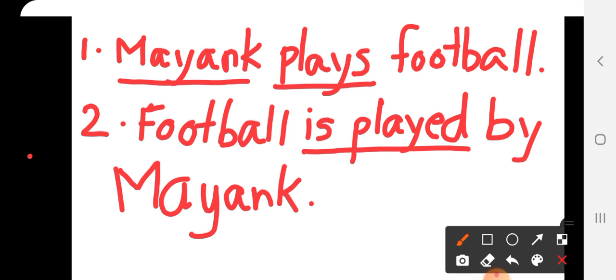Is played. Football is the subject of the verb is played. But football does not perform the action of playing. In fact, it receives the action of playing. Then, when the subject of a verb receives the action named in the verb, it is said to be in the passive voice.